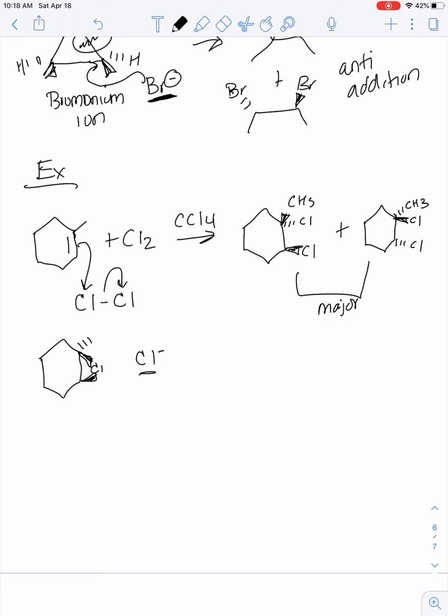So what's going to happen is this chlorine ion is going to attack again at that more substituted carbon, since it gives that greater partial positive charge. So it's going to come in here and attack. It has to be a backside attack. Again, it has to be a backside attack because it is SN2-like. So as that chlorine bond is breaking, right here, the chlorine is coming in and attacking.